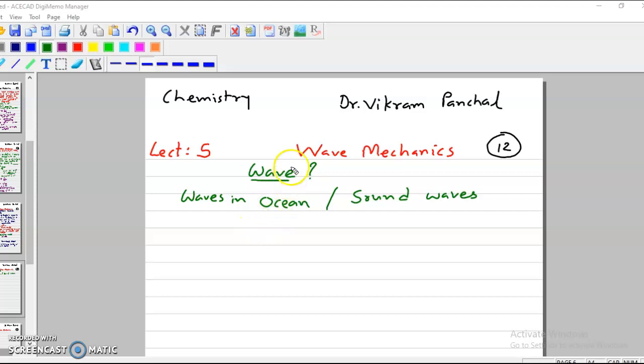Because in this branch of physics, the first word itself is a wave. So what is wave? That is to be understood. And therefore, first of all, I will explain you waves which we have seen, that is waves in ocean or sound waves which we experience. And you know how waves in ocean are created.